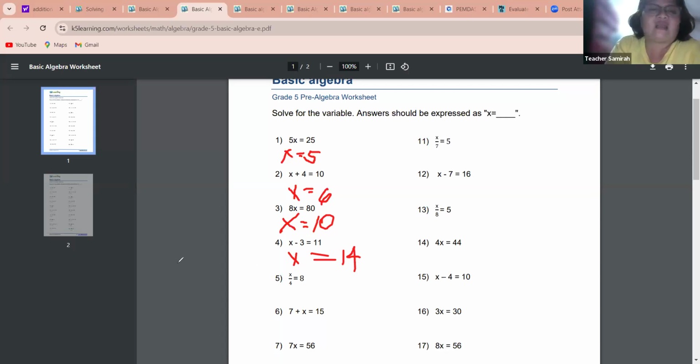x is equal to, I cannot find my cursor. Where is it? Oh, there you are. X would give me 32.